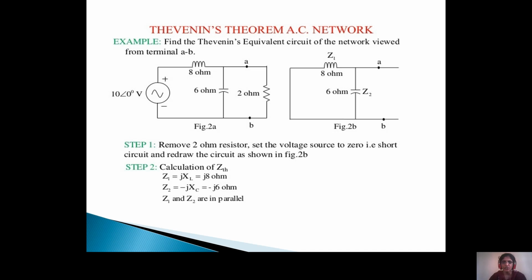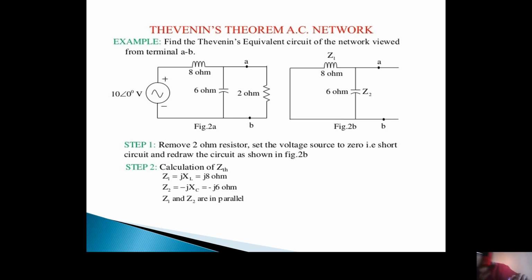So how do you find this Thevenin's equivalent circuit of the network? We have to find the Thevenin's equivalent circuit of the network viewed from terminal AB. I already told that when you find the Thevenin's equivalent circuit, at the part where you give across AB, first you have to open that part.